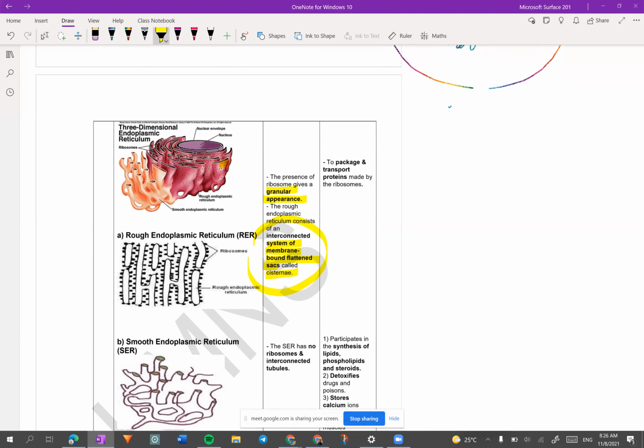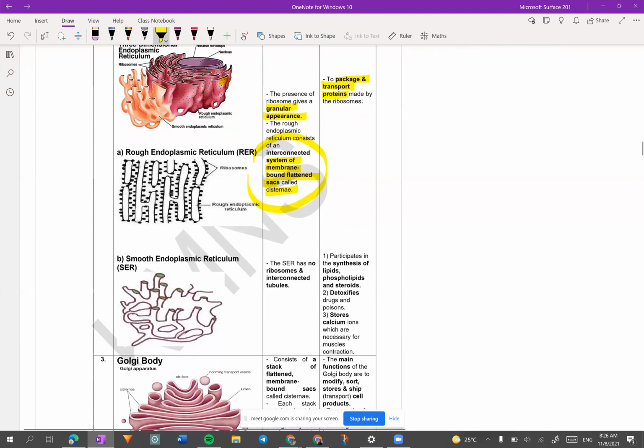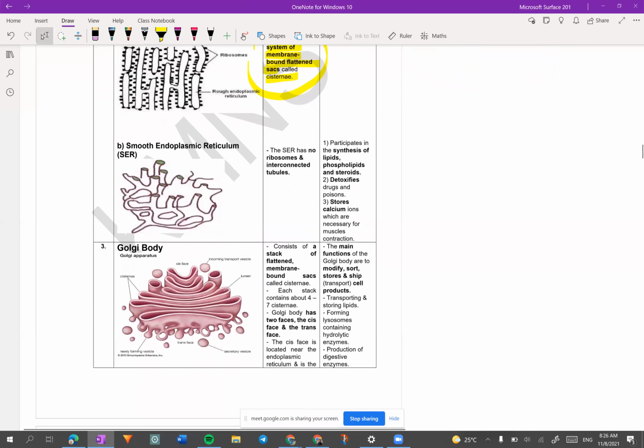So for the rough endoplasmic reticulum, you package and transfer protein because it works with ribosomes. Okay so far? Boring, right? Okay, alhamdulillah.